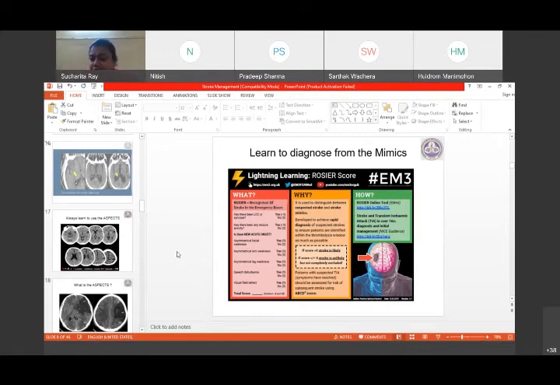So that's not a wake up stroke. That's an early morning stroke. So if that has happened at 3 a.m. and the patient has come to you at 8 a.m., you take the time of onset of stroke at 3 a.m.